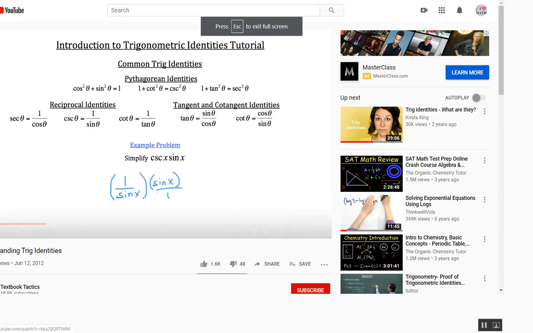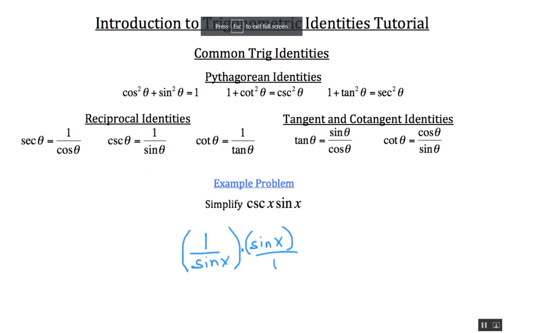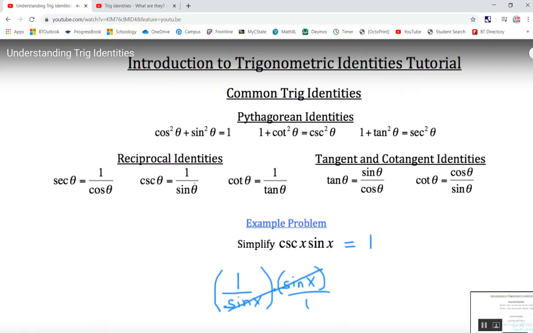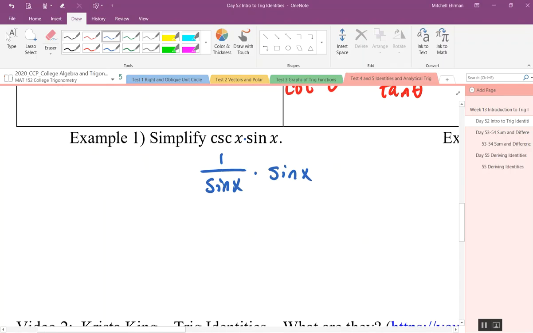So you could write sine of x over 1 if you wanted, and what you'd notice here is if you're multiplying these two, the sine of x is going to cancel. So if you simplified this statement, your answer would be 1. That's really the heart of this trigonometric identity stuff. It makes equations easier to work with. So if we're treating this as 1 over sine of x, and this is sine of x over 1, we know that the sines cancel. We're left with a fraction 1 over 1, which is indeed equal to 1.